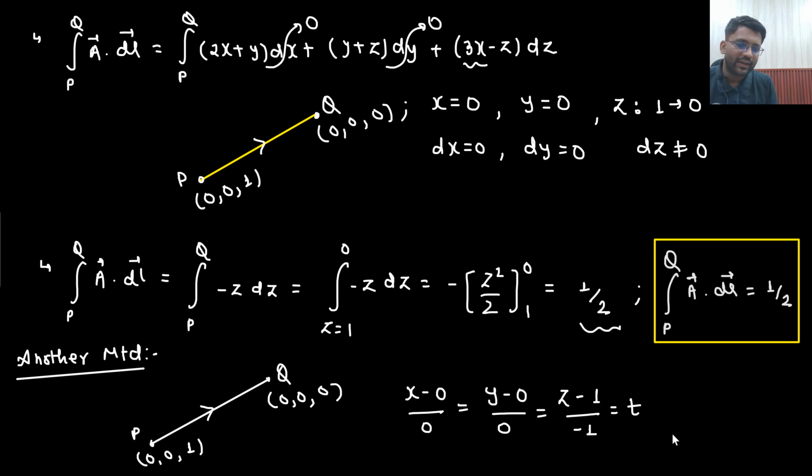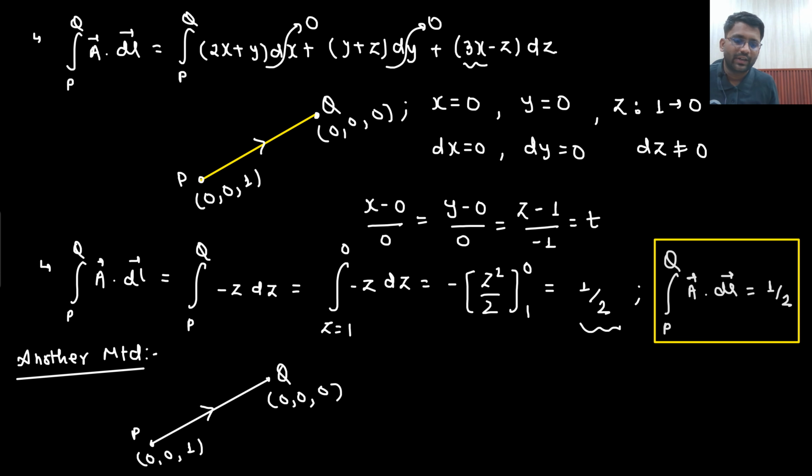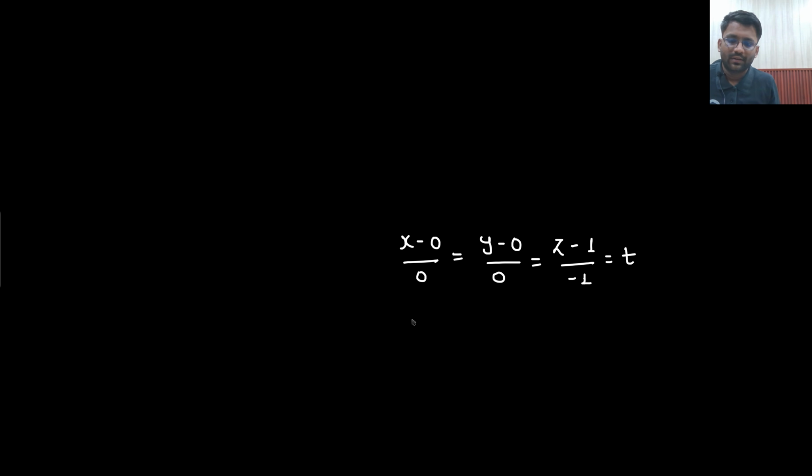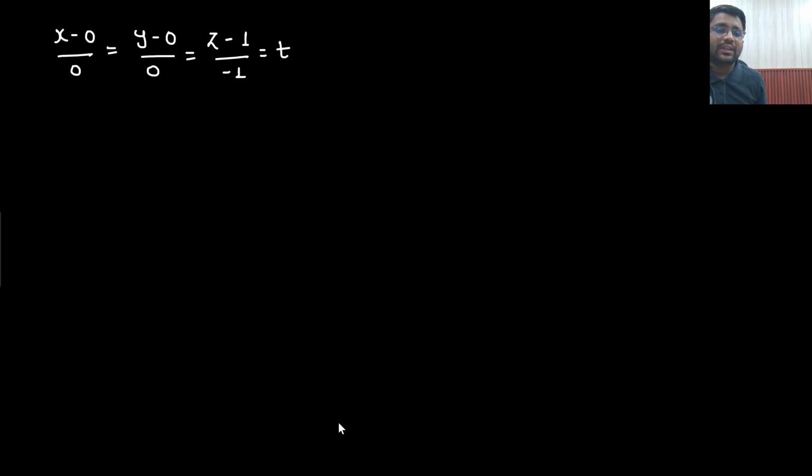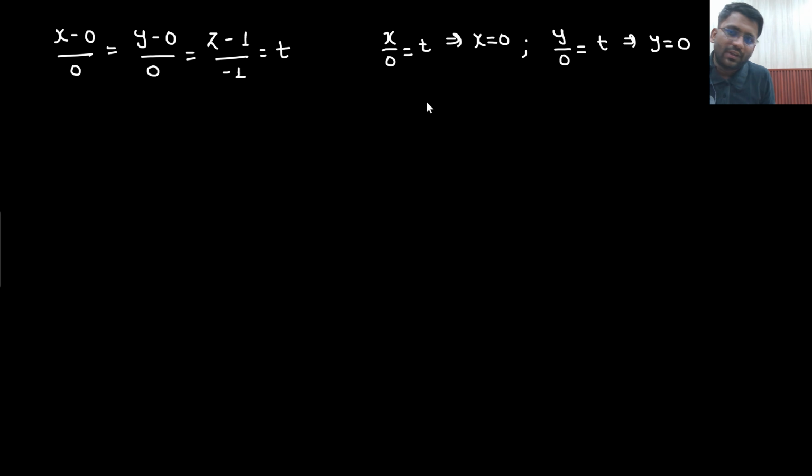From this particular equation, what are you getting? If I just copy this equation on the next page, I am equating all of them to one variable because I want all the values in one variable only. So x minus 0 divided by 0 equals t. From here x equals 0. Next, y minus 0 divided by 0 equals t, so y equals 0. And next, z minus 1 divided by minus 1 equals t. So z equals 1 minus t.